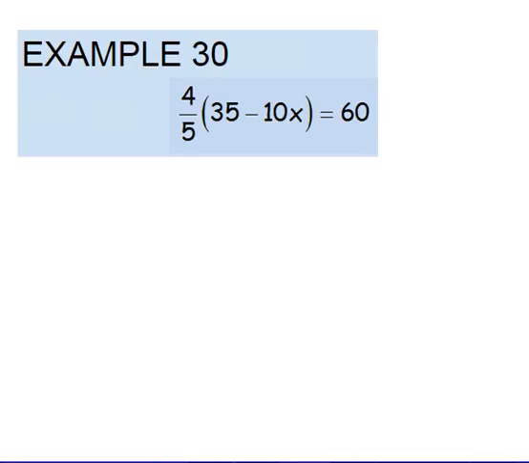In this example, we are asked to solve for x, so I'm going to start by looking at the side of the equation where the x is located. So if I look at this, the x is inside parentheses, and outside of those parentheses we have this fraction 4/5, which is multiplying against those parentheses. Because of that multiplication, we know this is a distribution problem.